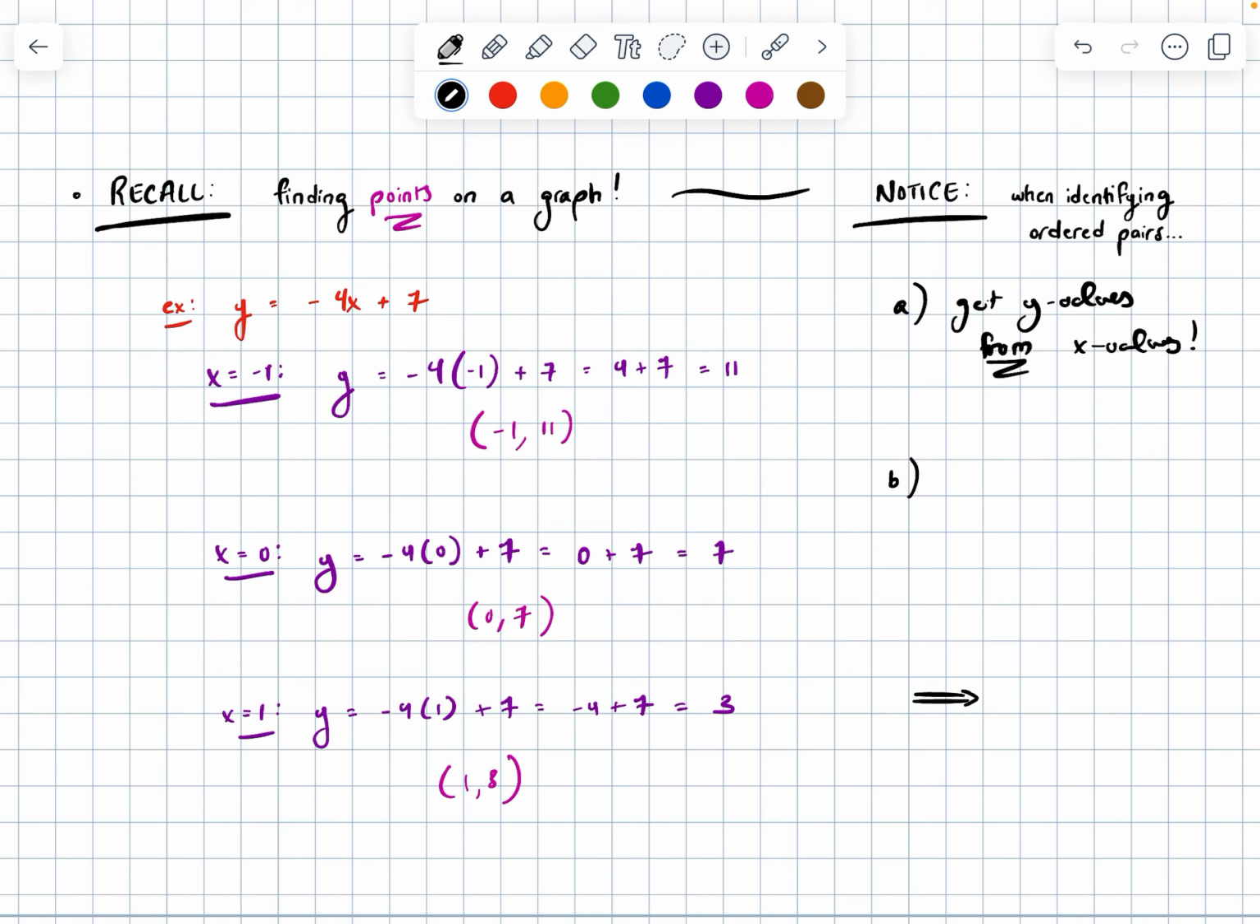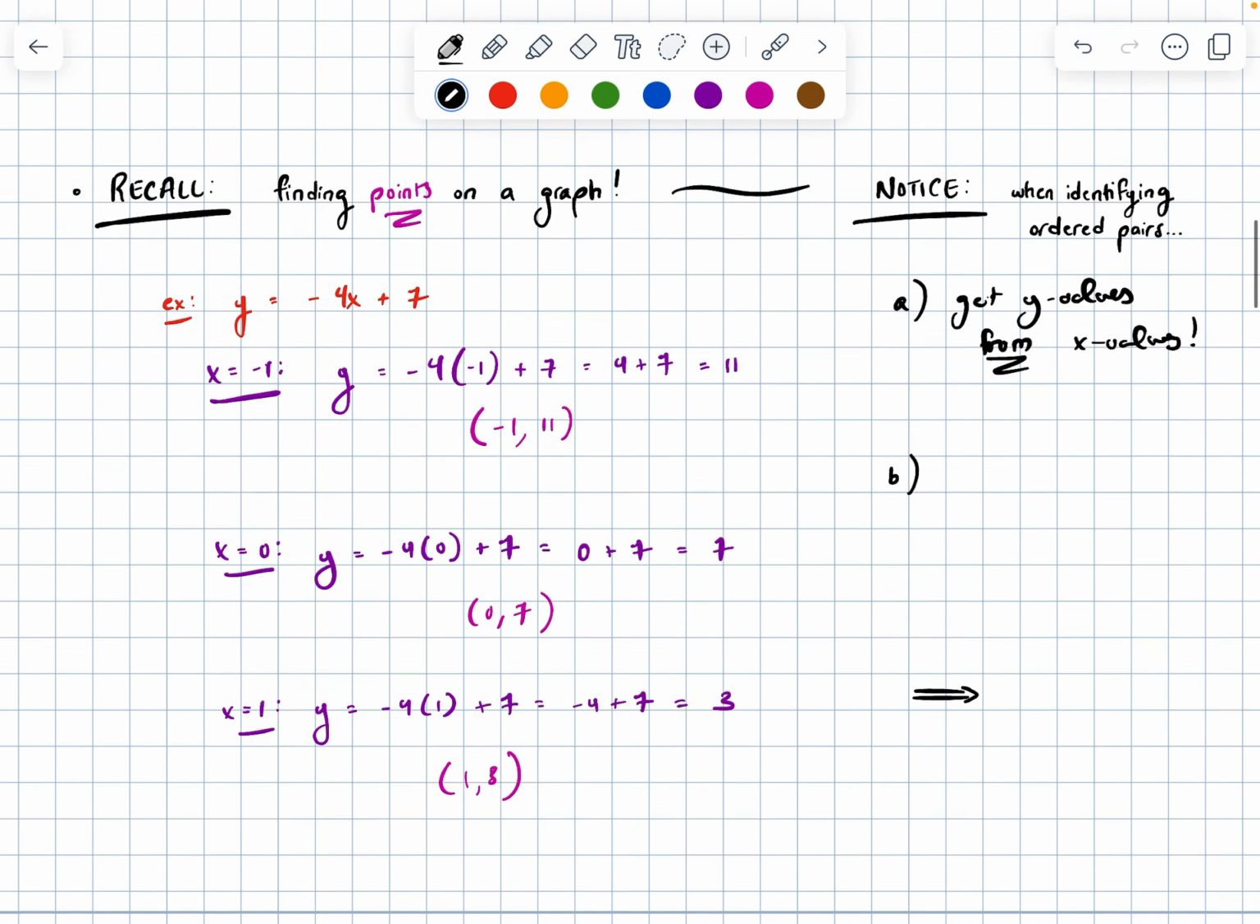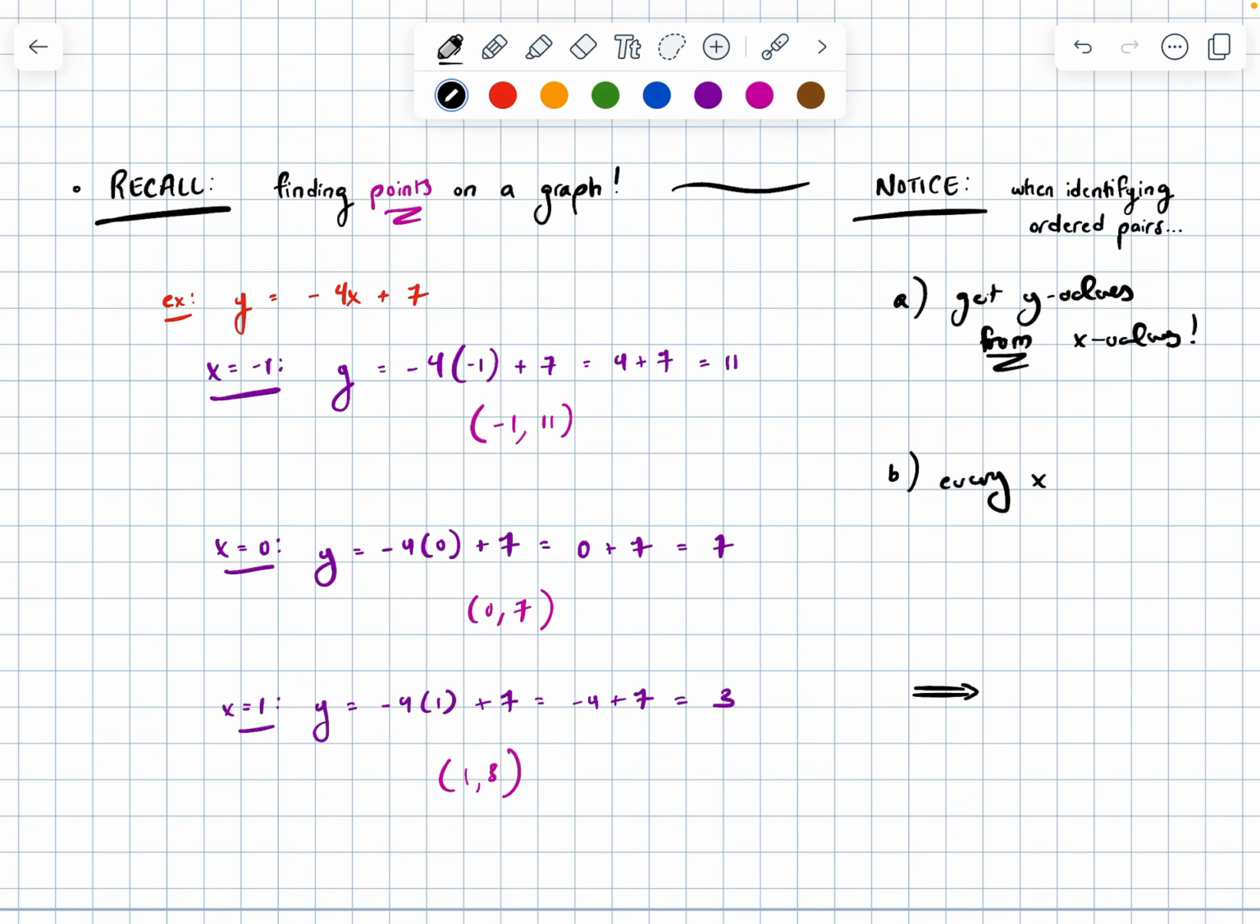And second of all, when we plugged in those values of x, notice that -1 only gave me 11, 0 only gave me 7, 1 only gave me 3. For any value of x that I would plug in, it's going to get me exactly 1 value of y. Listing both of these things out, I hope that makes it clear that there is some kind of relationship, and in fact, not just any relationship, but a dependency between our variables x and y.